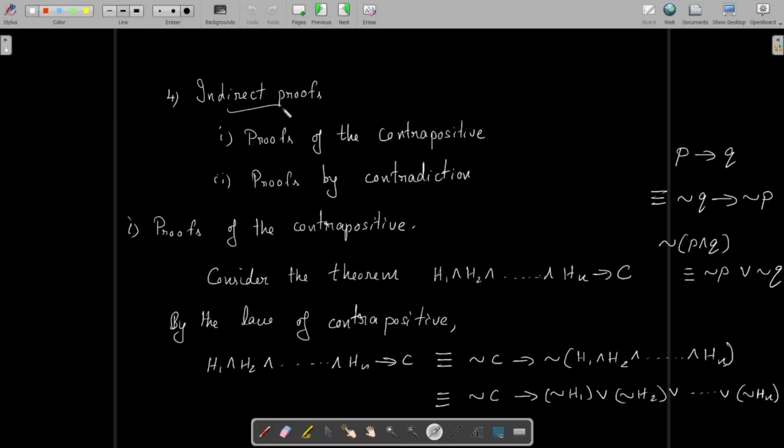Hence we studied one of the indirect proofs, which is proofs of the contrapositive. In the next class, we will go through another indirect proof method, which is proofs by contradiction.